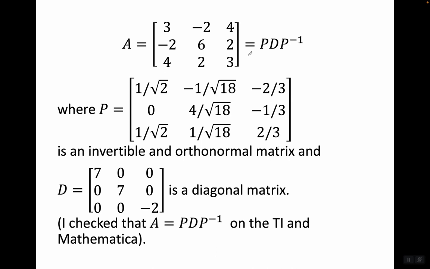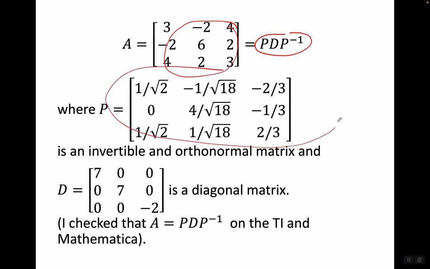So A equals this matrix. That was what we had earlier. And it turns out it equals PDP inverse, where P is this orthonormal matrix. It's invertible, it's orthonormal. And D is this diagonal matrix. And I checked that A really equals PDP inverse on the TI and in Mathematica.